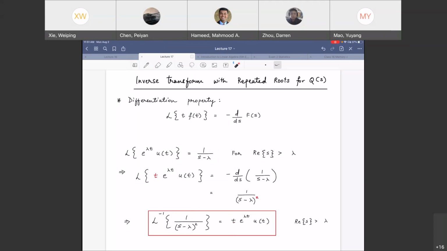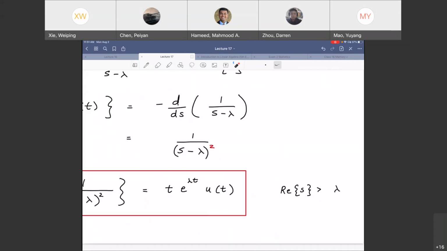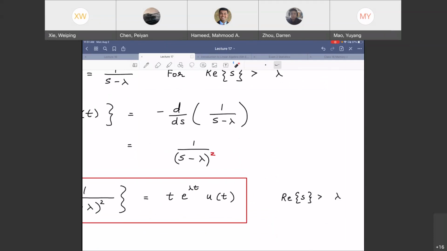Why doesn't ROC change? Right, but it's also right-sided, right? So you can look at it and you can comment about the ROC here.